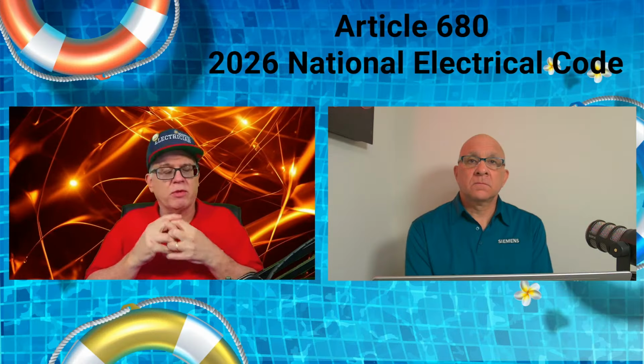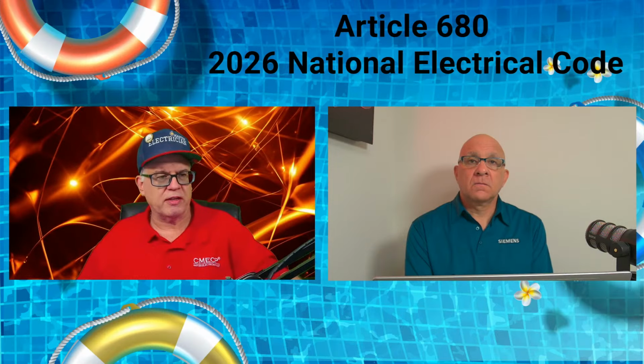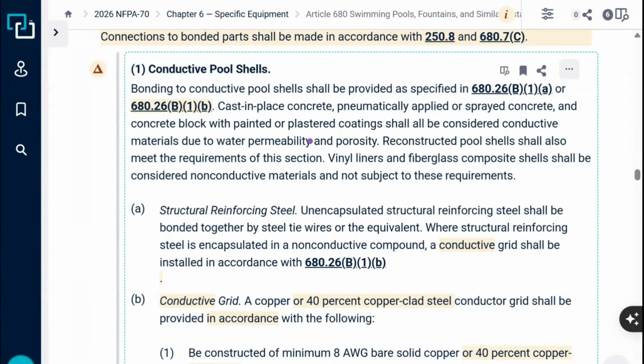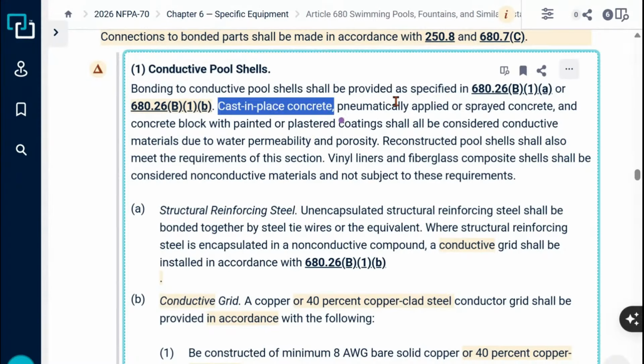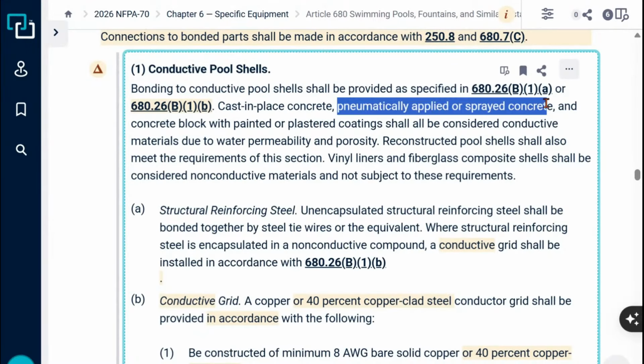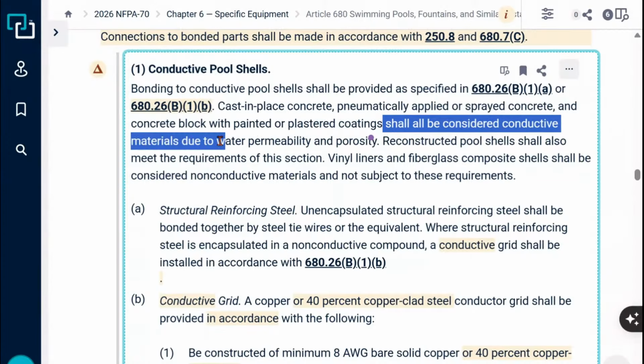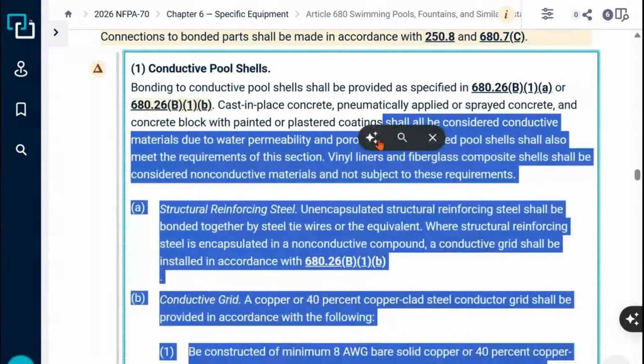Cast in place concrete. Actually, all of the options that the code says are right here. It says conductive pool shell shall be provided as specified in 680.26(B)(1)(a) or 680.26(B)(1)(b). So it reminds us that cast in place concrete, pneumatically applied or sprayed concrete, and concrete block with paint or plastered coatings shall all be considered conductive material due to the water permeability and porosity, right?